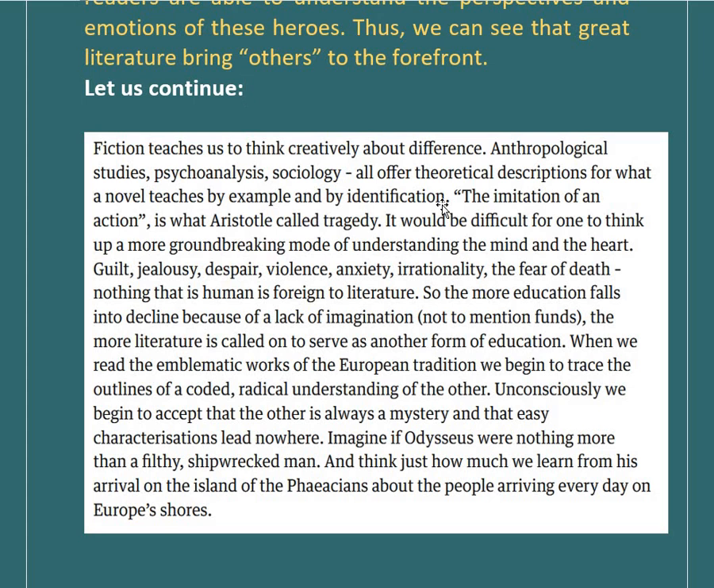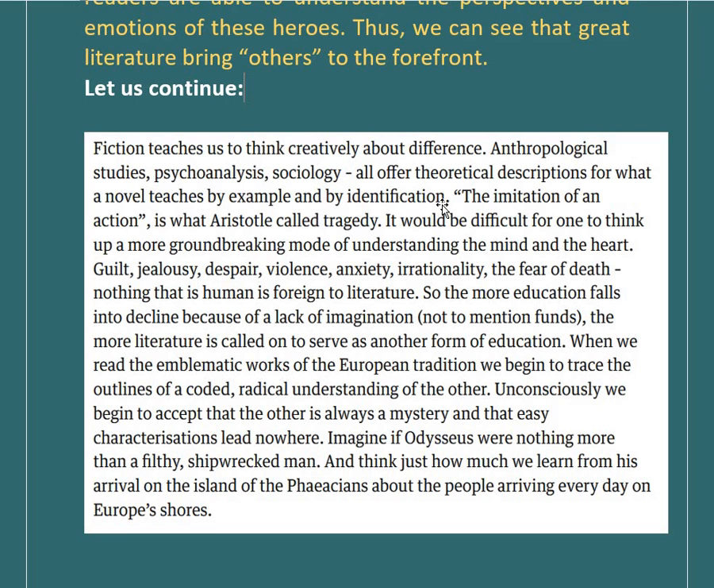So fiction not only presents same type of characters, same type of human beings, people belonging. The fiction represents people belonging to various countries, various cultures, various religions, various races, etc. So we can see the difference. Literature bring us close to difference. We will also identify that even though these people are belonging to various cultures other than ours, they are human beings. That is how fiction teaches us to think creatively about difference.